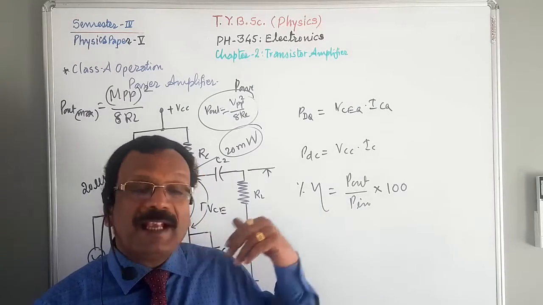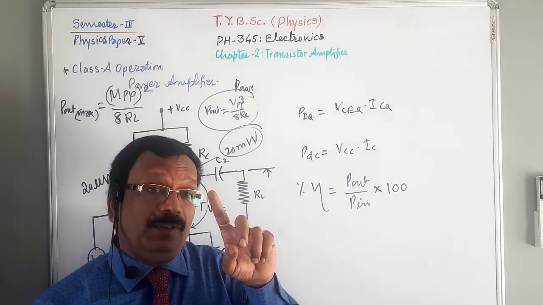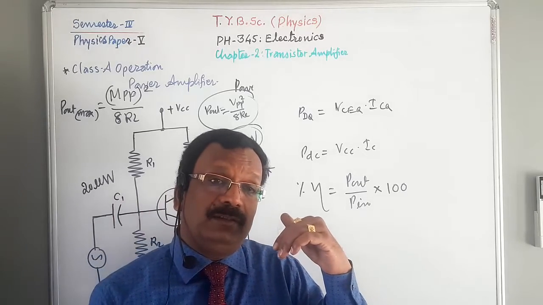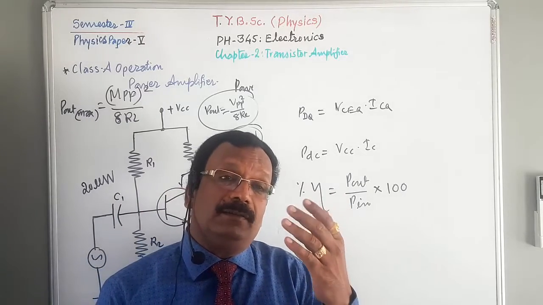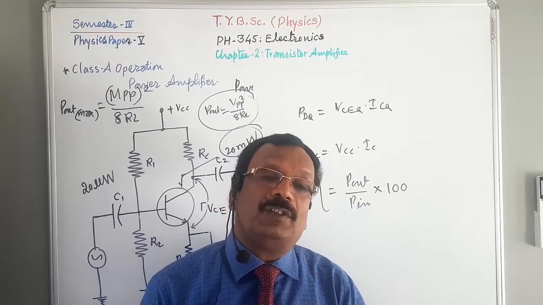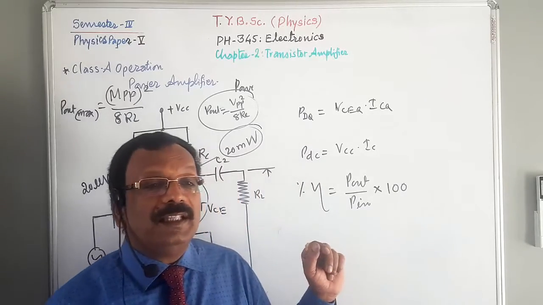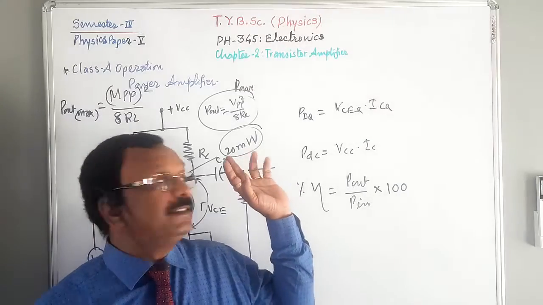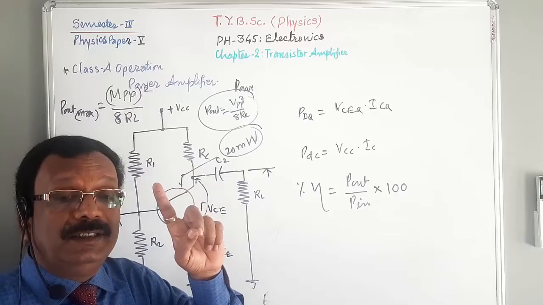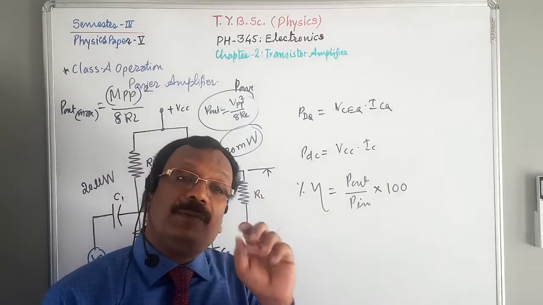Remember, this is very important from the exam point of view. A question may be asked on this point in any format: in MCQ format, in true or false format, or in a single sentence. The important thing is that the maximum efficiency of a class A amplifier with a DC collector resistor and separate load resistance is 25%.